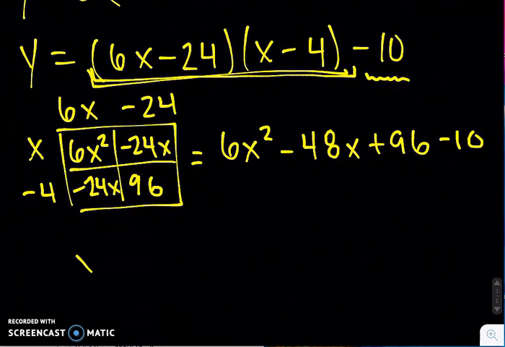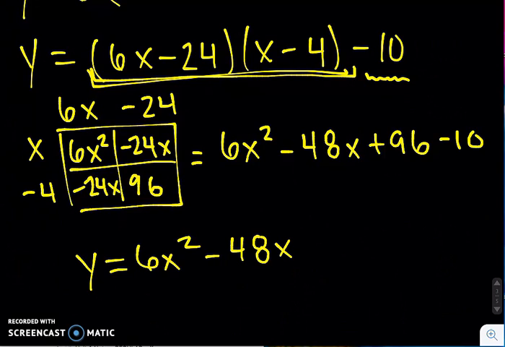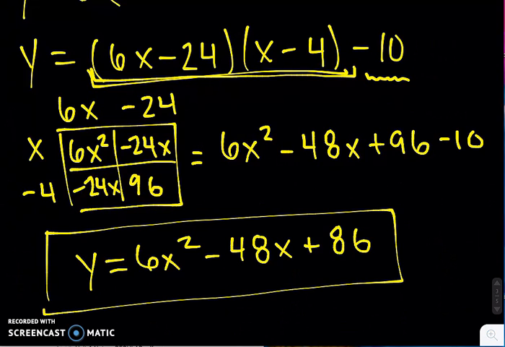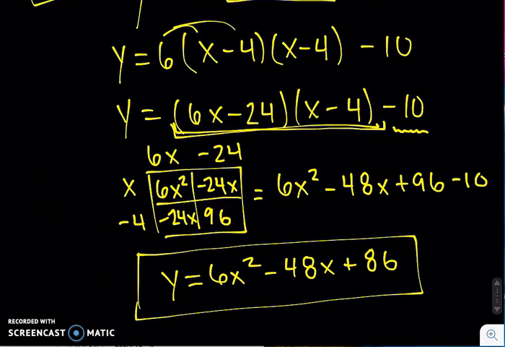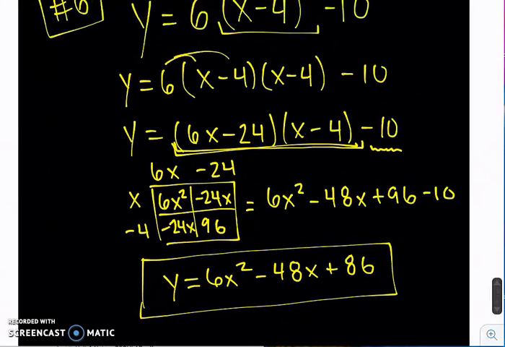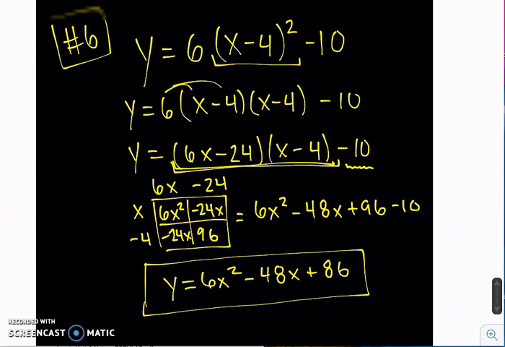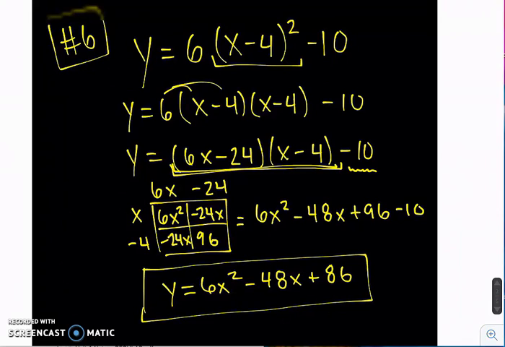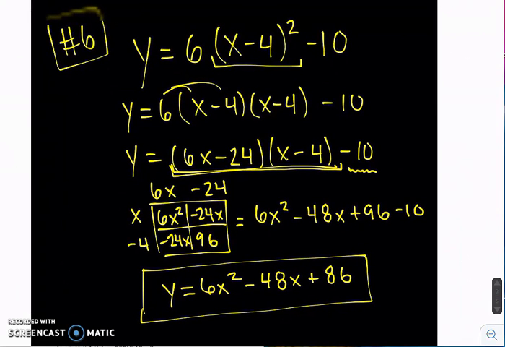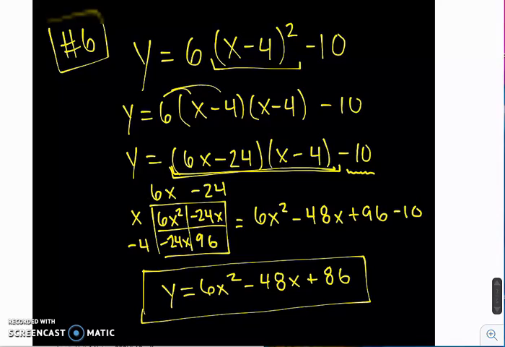So this actually becomes y equals 6x squared minus 48x plus 86. And now it's in standard form. Again, if you guys try to graph both your original equation and the one you just put into standard form, it should give you the same exact thing. Because it's the same equation, it just looks different.